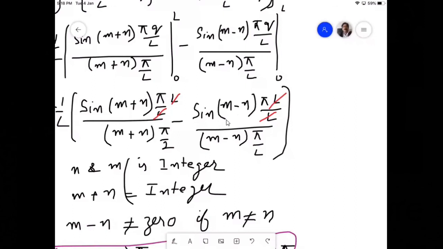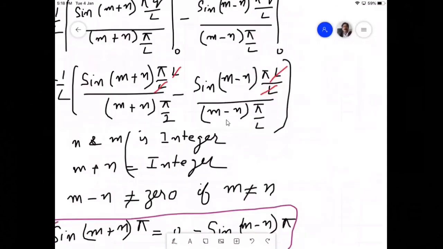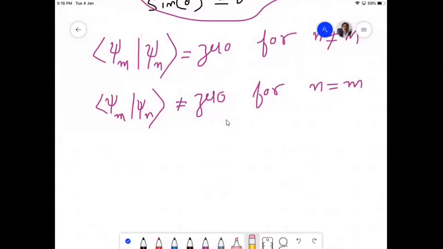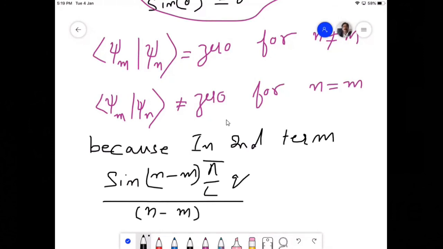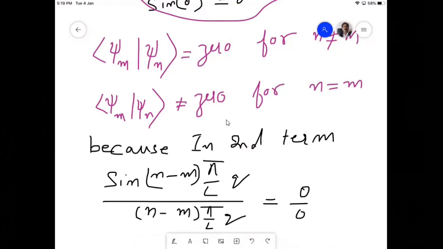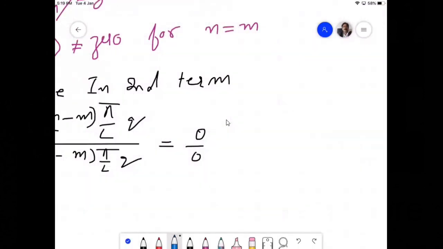So this formula will not be applicable. That's why, because in the second term, sine (n minus m) pi by l over (n minus m) pi over l will become 0 divided by 0, undefined.